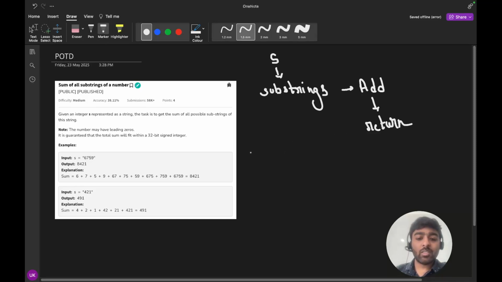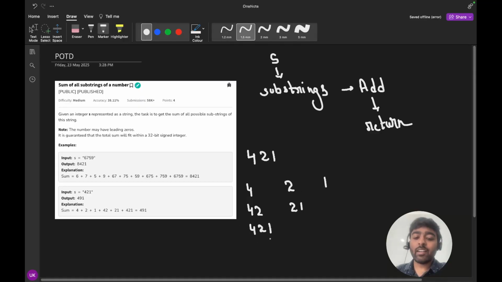So let's try with one example. Let the example be 421. They are saying to create all the substrings from this string. So let's see the substrings. It starts from this 4. So 4, 42, 421. These are the substrings which we can create from 4 only. Then for this 2: 2, 21. And for this 1: 1.